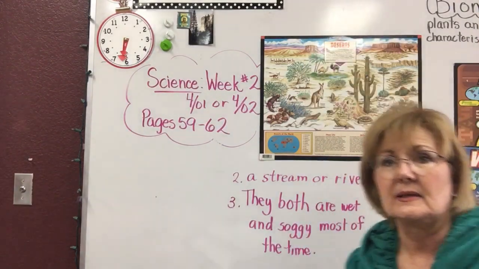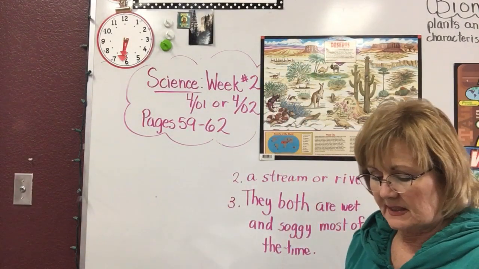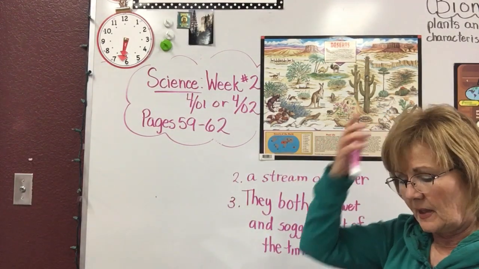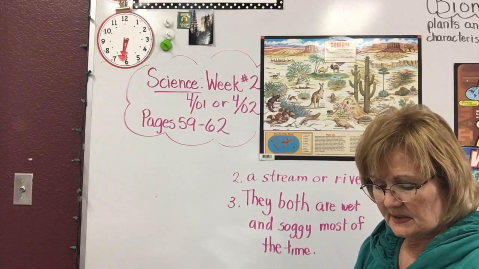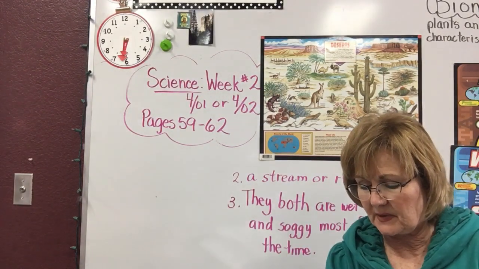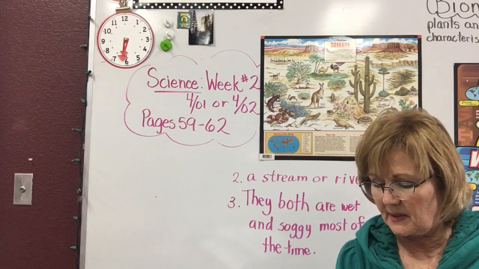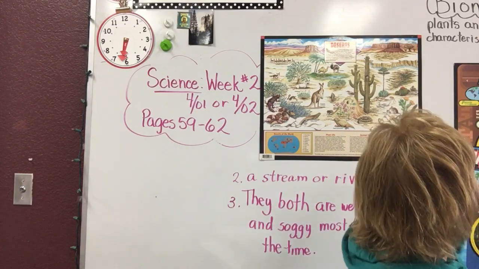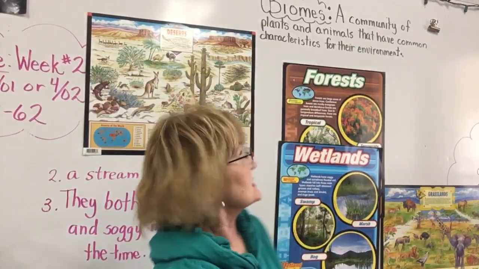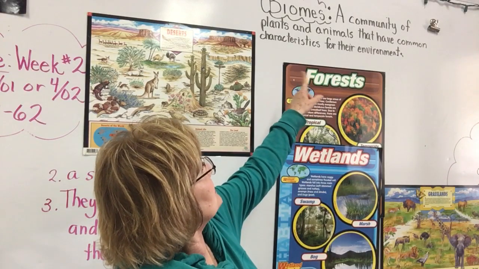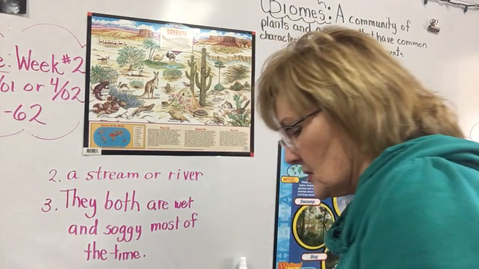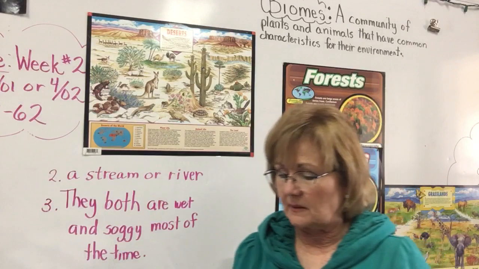Alrighty, if you're ready, let's read this together. Desert habitats receive very little rainfall as opposed to the wetlands. Some get very hot during the day, and then they can get very cold at night. God designed certain plants and animals with characteristics that help them live in desert climates. Remember what our definition for biome was? It is a community of plants and animals that have common characteristics for their environment. So that's a definition of a biome or even a habitat.